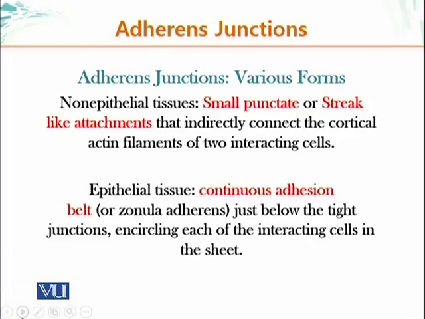In epithelial tissue, a continuous adhesion belt, which is also referred to as zonular adherens, forms just below the tight junctions, encircling each of the interacting cells in the sheet. So epithelial cells form a sheet. The adjacent cells have this network of actin, which is just below the tight junctions, and it is basically encircling both the interacting cells individually.